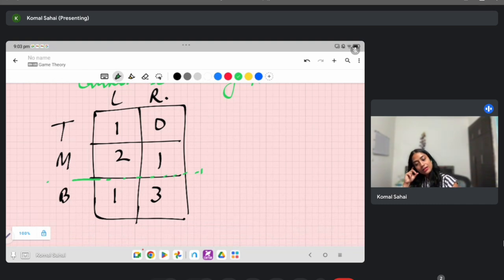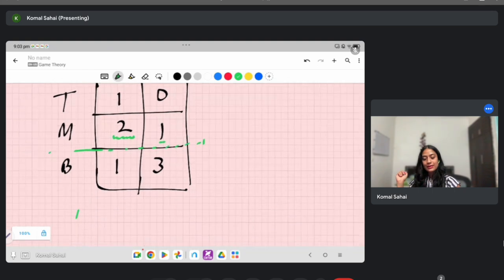If player 2 chooses L, right, the best action that player 1 can choose is M, and if player 2 chooses R, the best action that player 1 can choose is M. So what we have here is that M strictly dominates T. T is a strictly dominated action and it will not be a part of any Nash equilibrium.